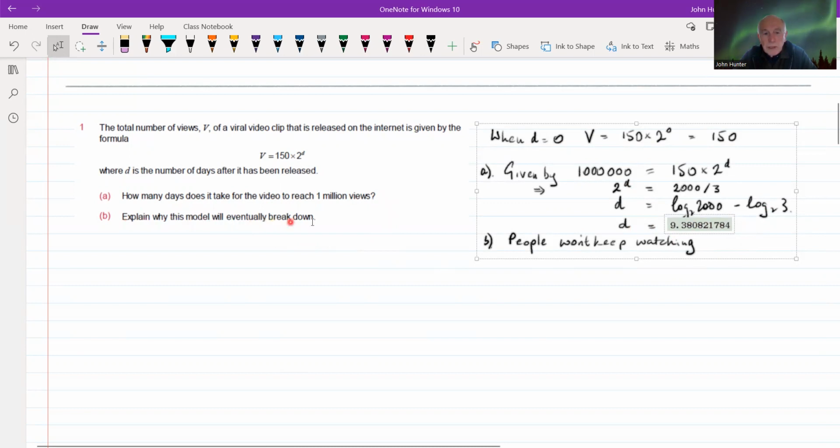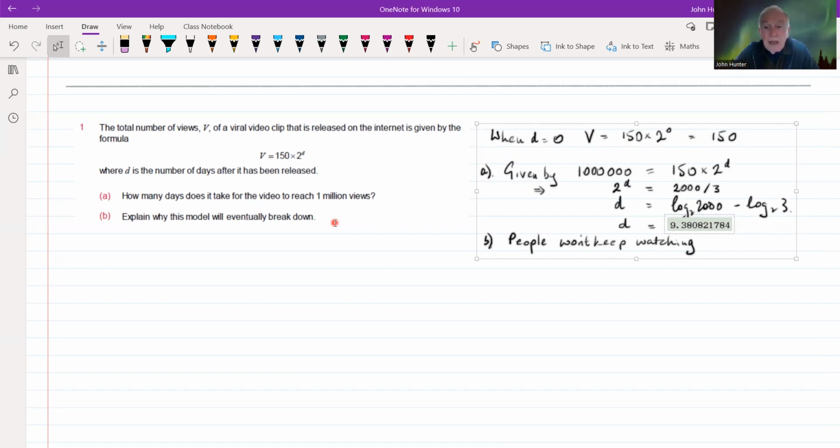Explain why this model will eventually break down. Well, it's a model, of course, and one thing about models is that they do tend to work quite well within a particular range of values, and then outside that range, they become less and less useful and more inaccurate.